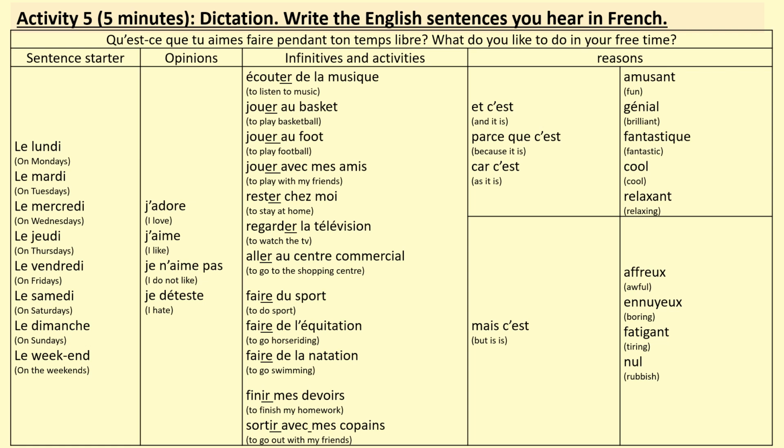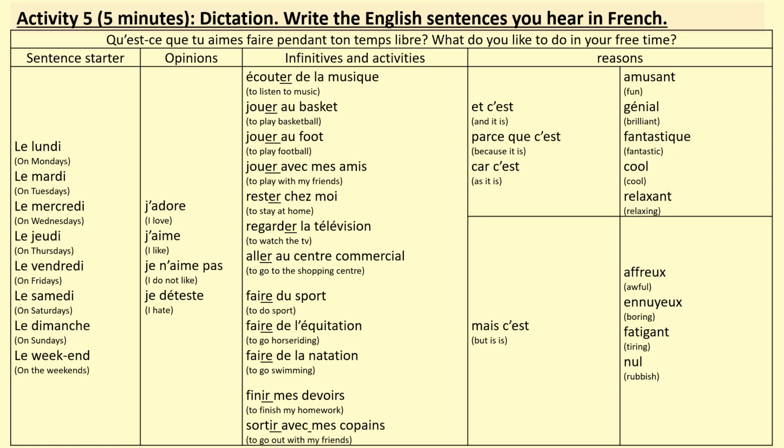Great, so let's now do another type of dictation. So this time round, I'm going to read you a French sentence, and you are going to write the translation of that sentence in English in your books. So I'm going to read you a sentence in French. You're going to follow that sentence on the sentence builder and write the English translation underneath.